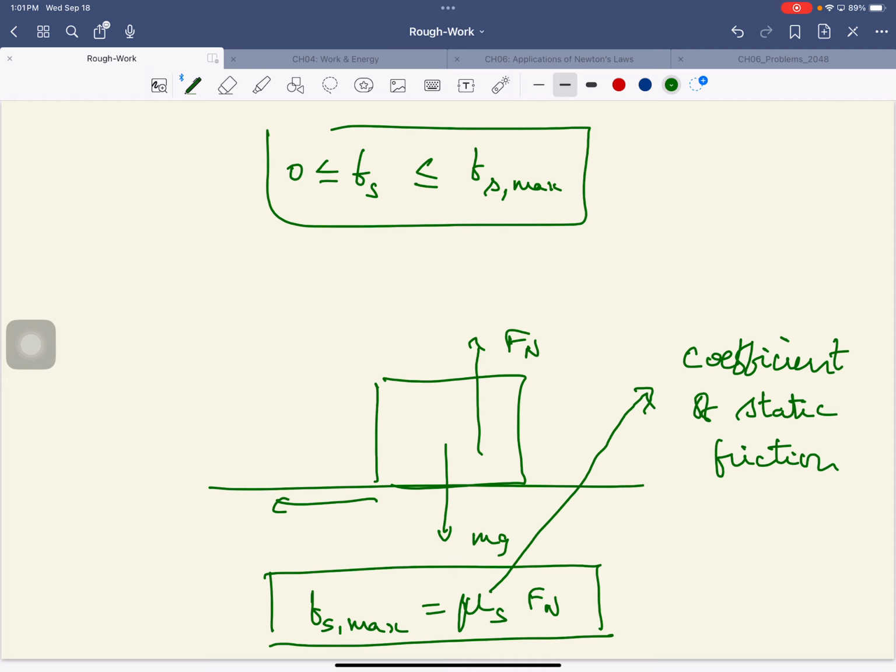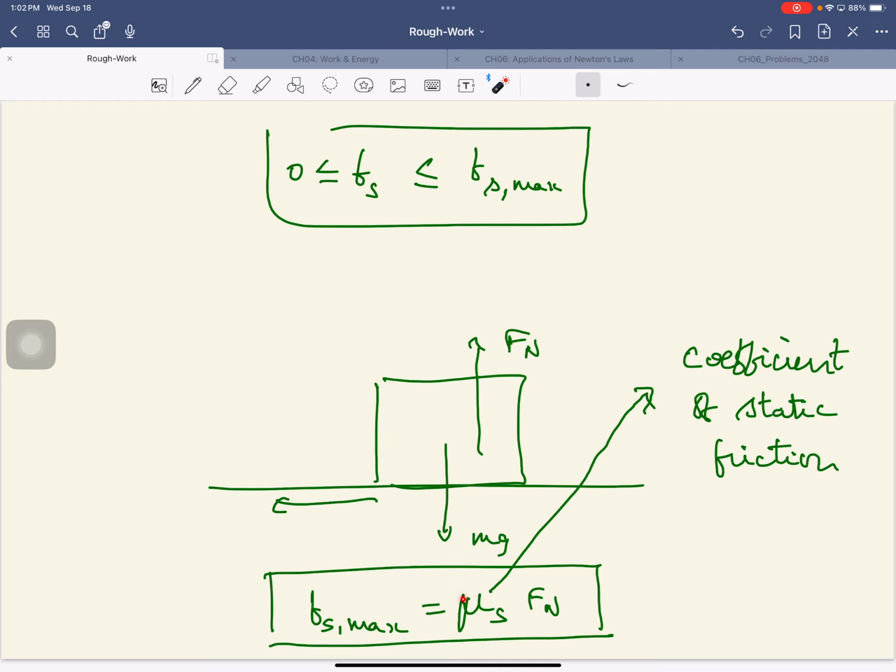So when I put glue on the bottom of the box, what did I do? I didn't increase the weight of the box, so the normal force didn't change, but the maximum static friction increased. What changed? The coefficient. So mu s measures the stickiness of the two surfaces.